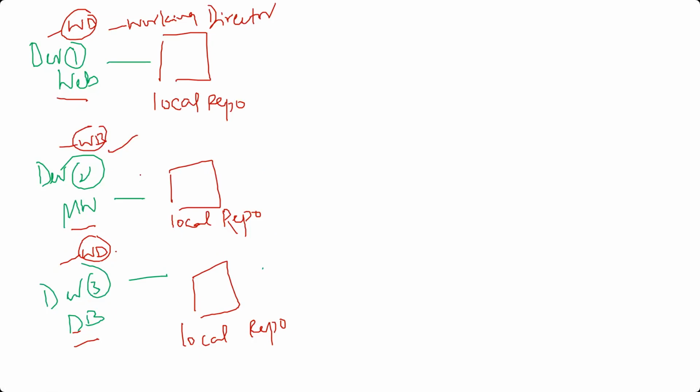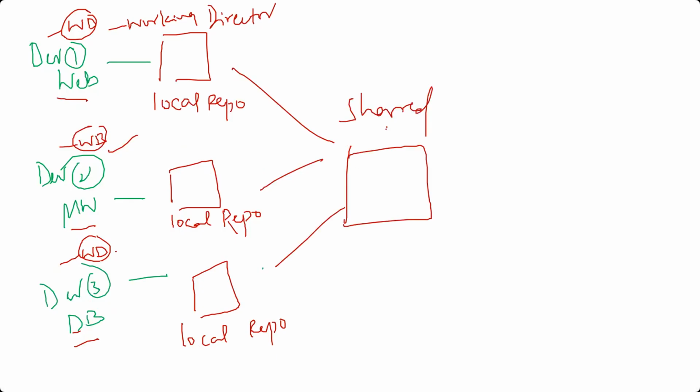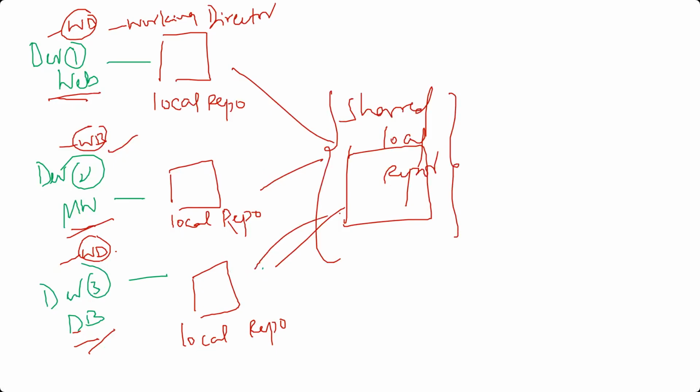From that working directory, you push those files into the local repo. This local repo is what we call a shared local repo. Okay. So the work done by the web, the work done by the middleware, the work done by DB are pushed into the shared local repo. If someone wants any changes to be done, they will go back to the local repo, read the files of the other team, and again publish the latest version.